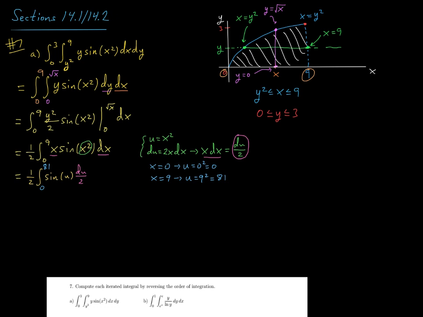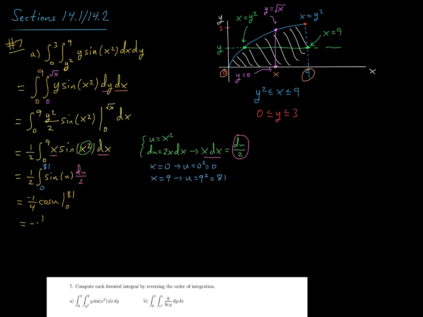All right, so this is definitely better, right? Maybe not the easiest thing in the world, but definitely better than what it was. So I'll bring this half out front, so we'll get 1/4. And now we're integrating sines, so that's going to give us minus cosine. And we're evaluating from 0 to 81.